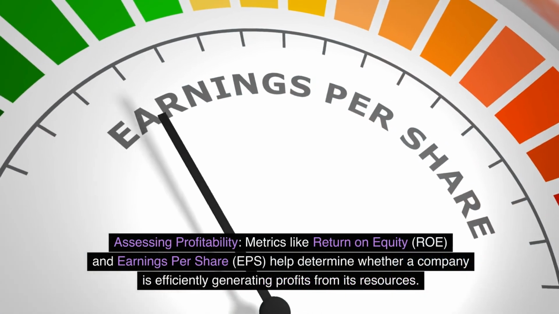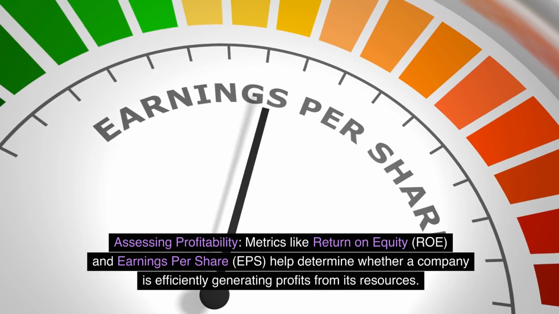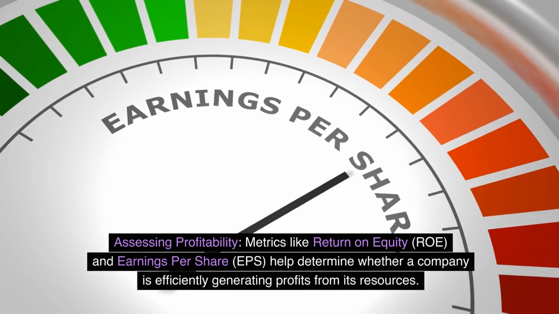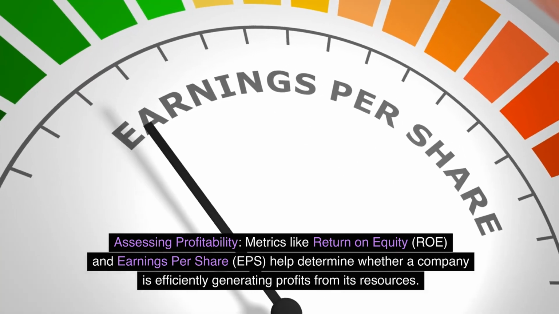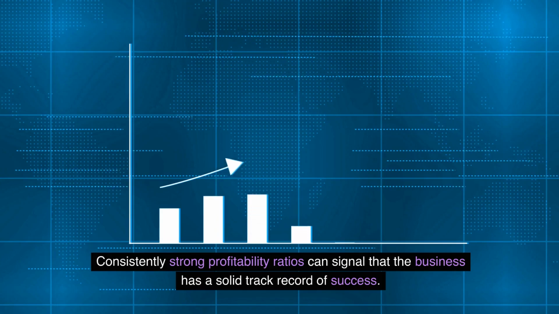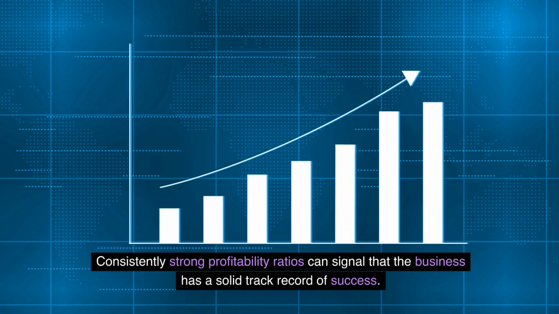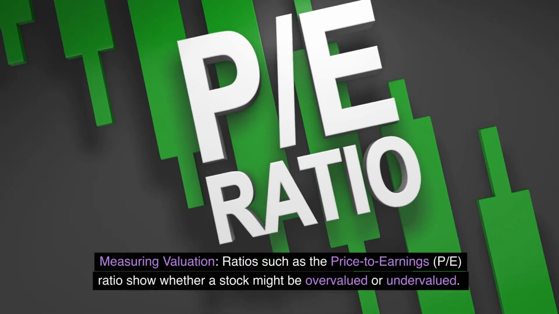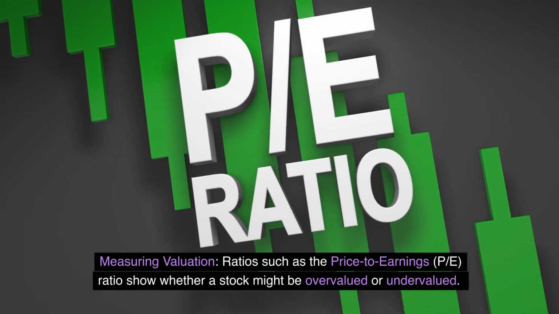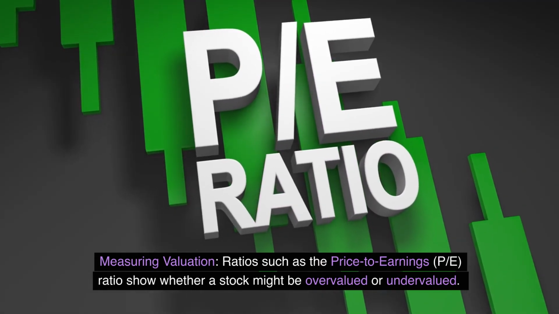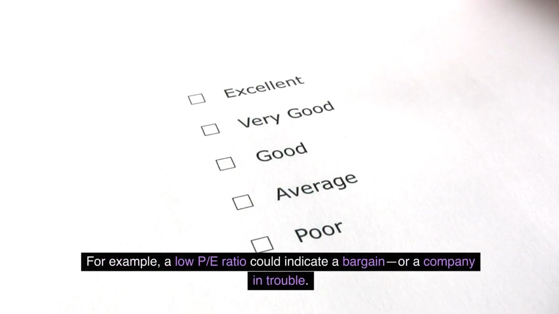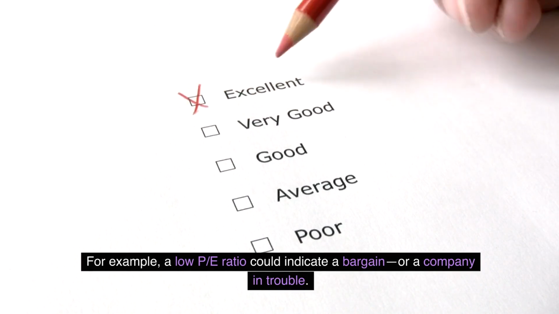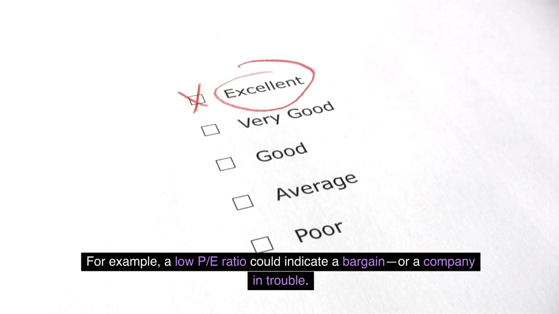Assessing profitability. Metrics like return on equity, ROE, and earnings per share, EPS, help determine whether a company is efficiently generating profits from its resources. Consistently strong profitability ratios can signal that the business has a solid track record of success. Measuring valuation. Ratios such as the price-to-earnings, P/E, ratio show whether a stock might be overvalued or undervalued. For example, a low P/E ratio could indicate a bargain, or a company in trouble.